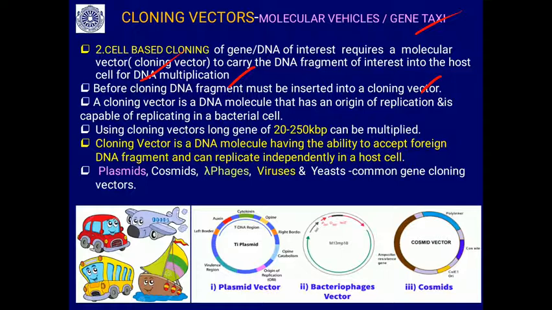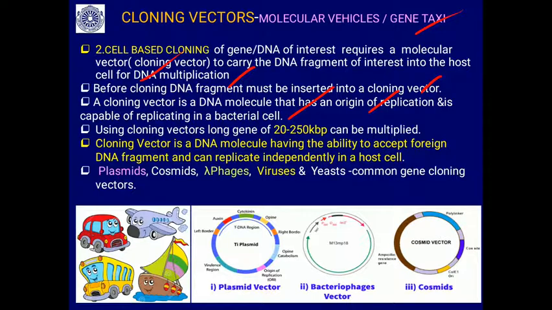A cloning vector is a DNA molecule that has an origin of replication and is capable of replicating in a bacterial cell. Bacteria replicate very fast, so a single cell forms millions of cells within no time. That is why we can get our number of copies in a very short period. So we require a cloning vector that can be transferred into the bacterial cell, and the bacterial cell will multiply it without inserting the gene of interest into the bacterial chromosome.